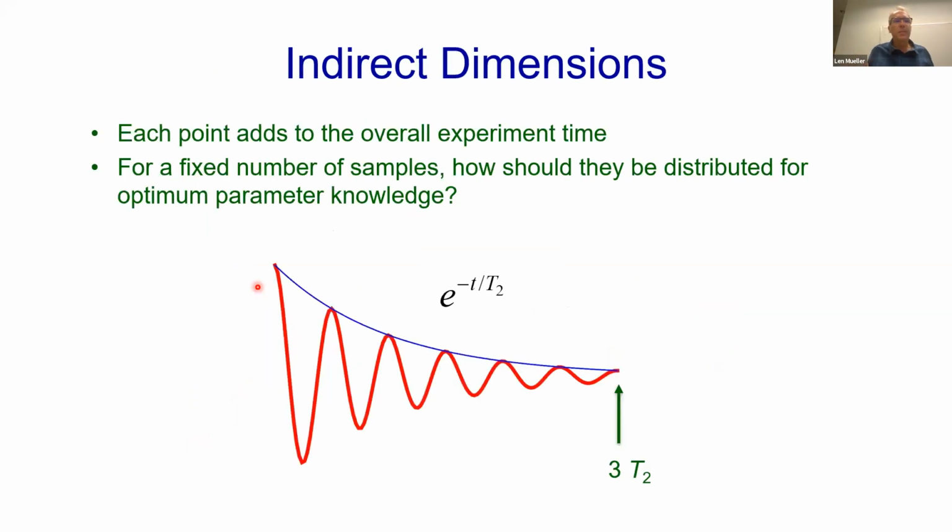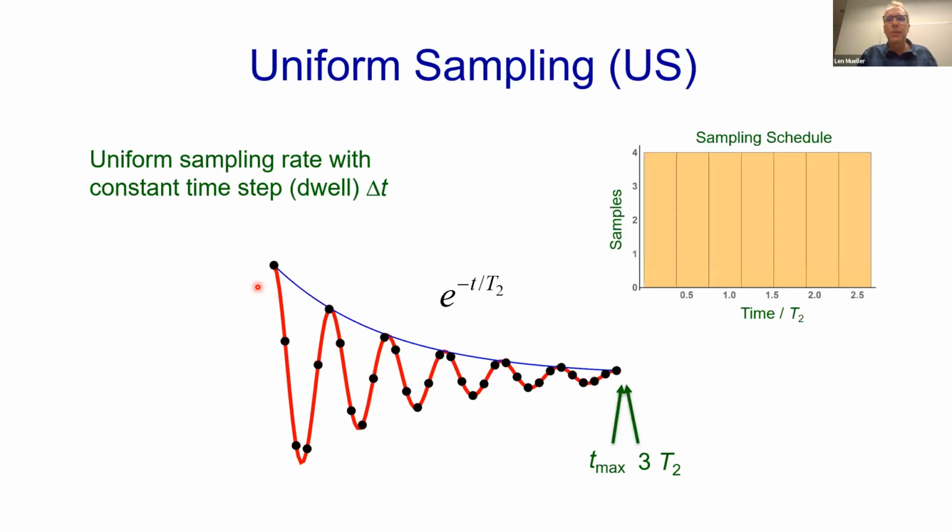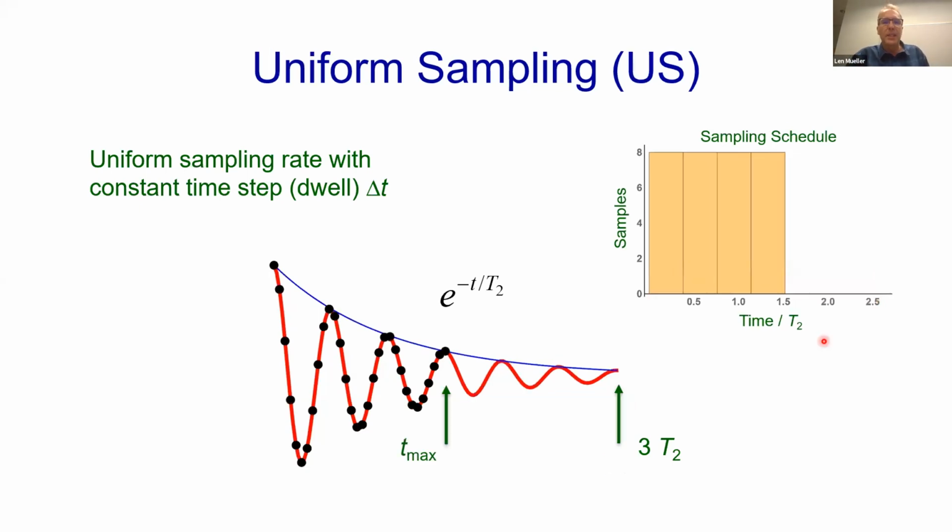Okay, so to talk about non-uniform sampling, I need to switch to the indirect dimension. And this has different considerations than the direct dimensions because each point adds linearly to the overall experiment time. So the relevant question to ask is, for a given number of samples, how should they be arranged for optimum parameter knowledge? We can do uniform sampling with a constant time step or dwell delta t out to say 3T2. That would have this sampling density up here. We might decide to truncate acquisition just at 1.5 T2.